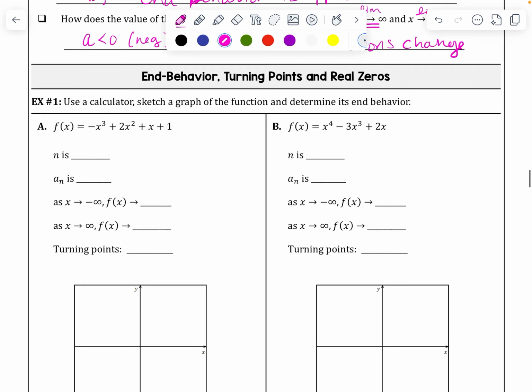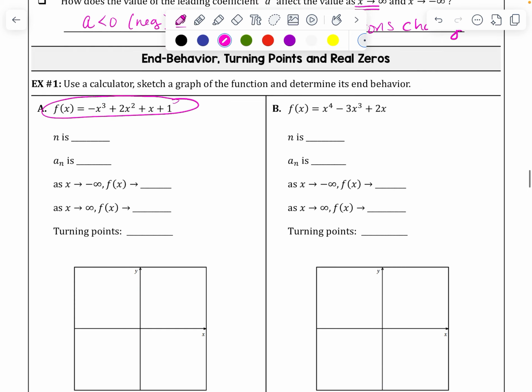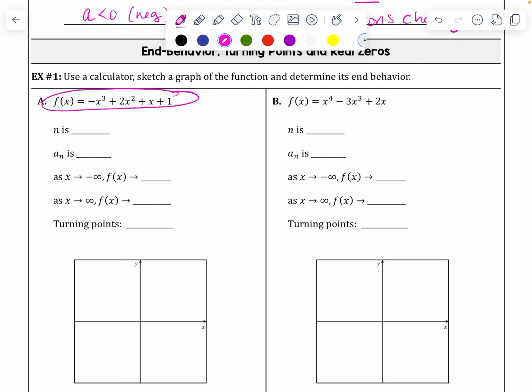Okay, so if we use a calculator and sketch this out, I'm going to sketch this right here. This is negative x cubed. We know that end behavior will go negative to the right, so it'll go down, positive to the left. And if I sketch this, this is kind of what it looks like. This tells me that this n is 3 and that it's odd. So that's how we look at that coefficient, and that our leading term is negative.